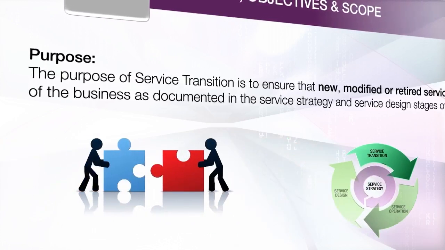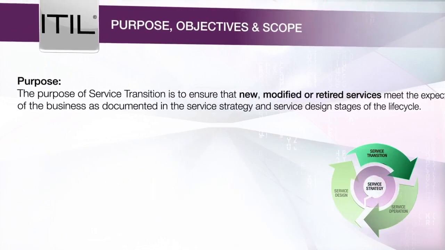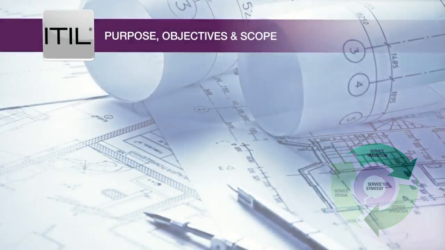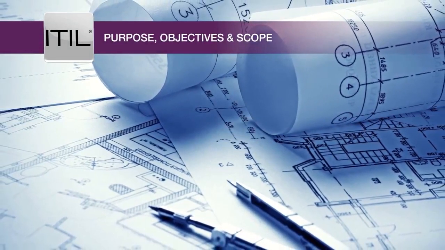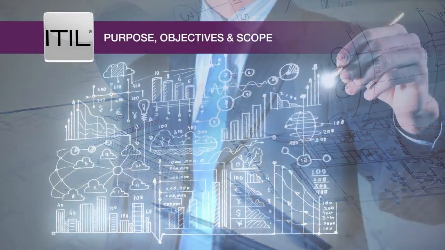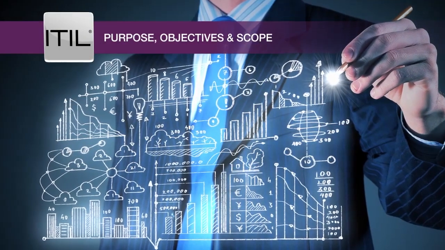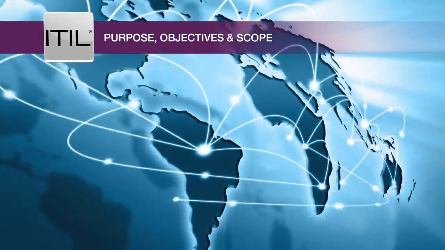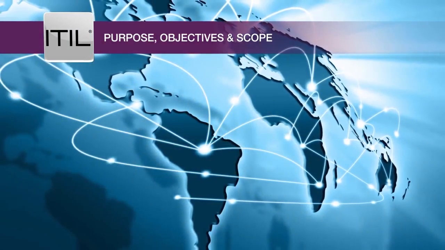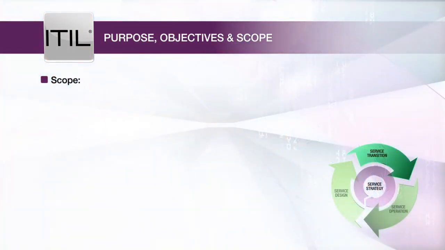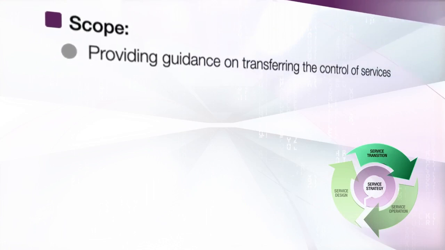Given that the range of changes that could be made to a service could be small improvements all the way through to significant change, the scope of service transition is also significant. The scope includes the development and improvement of capabilities for transitioning new and changed services into supported environments, including release planning, building, testing, evaluation and deployment. The publication also considers service retirement and transfer of services between service providers.